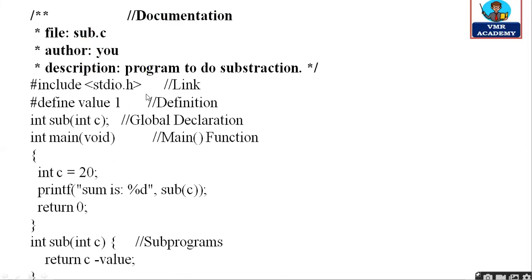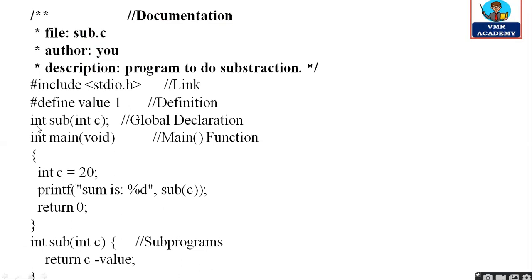Then the next thing is linking. Here I'm linking the stdio.h header file to my program. And what I'm doing here is defining a value as 1. I used #define, the value's content is 1, right? So 1 will be stored in value. Wherever value is used here, its value will be 1.